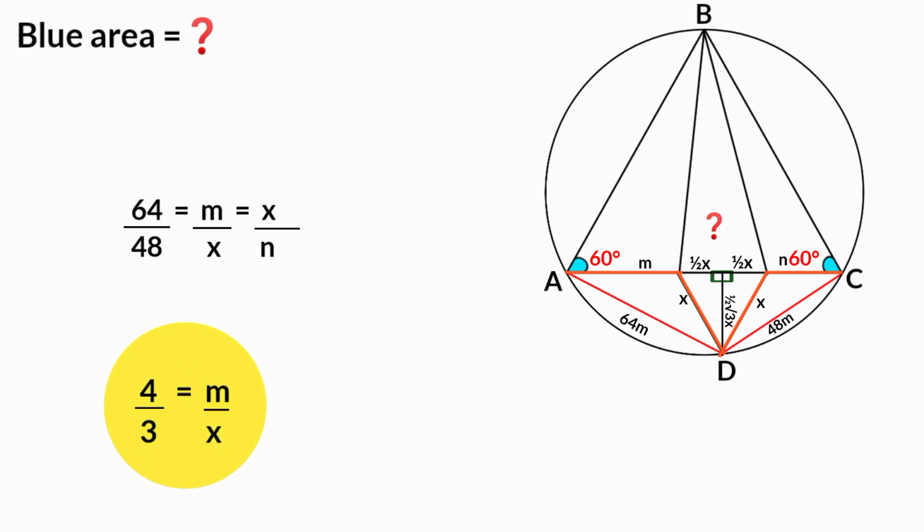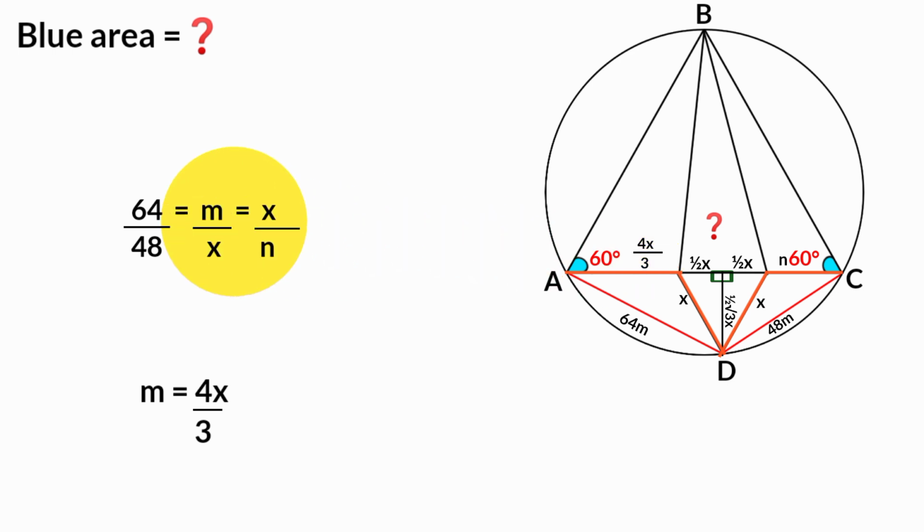Now 4 over 3 equal to M over X. Multiply both sides by X. Here X cancels X. And here 4 over 3 times X is 4X over 3. So M equal to 4x over 3. That is, this M here is 4x over 3.